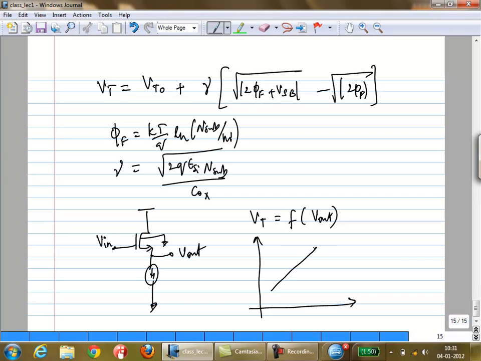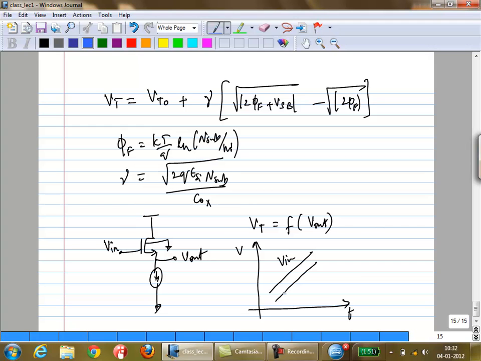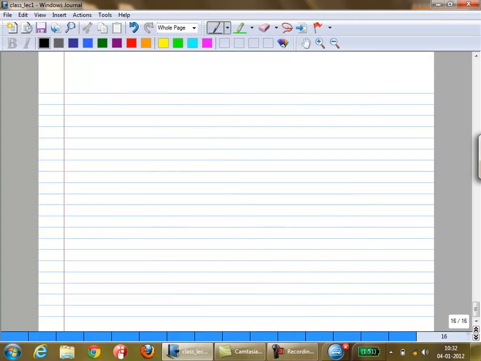Let's say your V in varies like this. Ideally, you expect something like this. You expect V out to just follow V in linearly, except with this DC voltage shift. In reality, what you'll see is something like this. Your VT starts getting larger and larger as a function of V out. We'll get to the details anyways. I think you'll understand more about this when you start analyzing circuits.